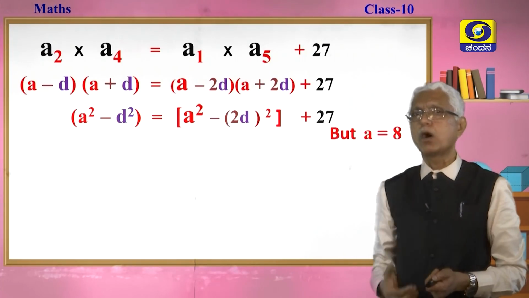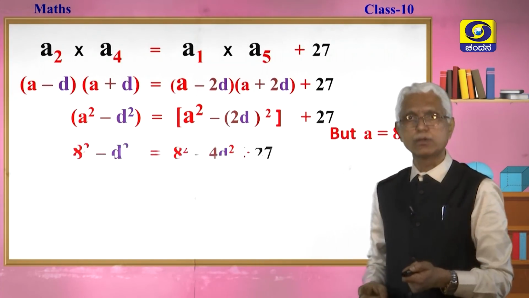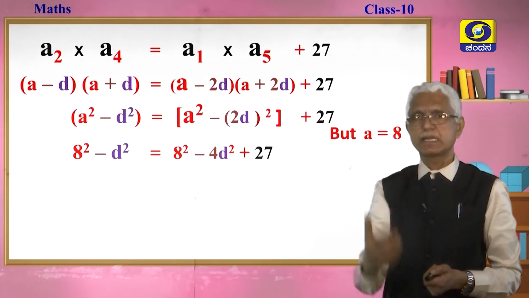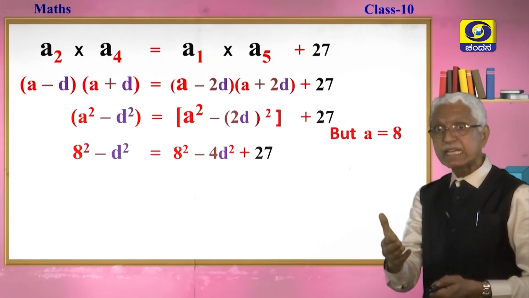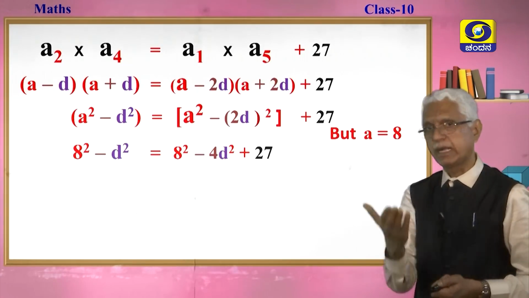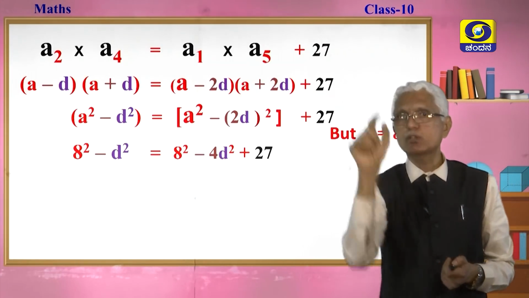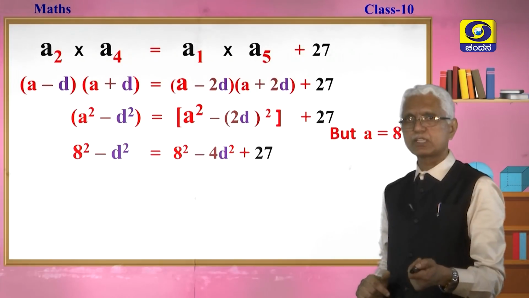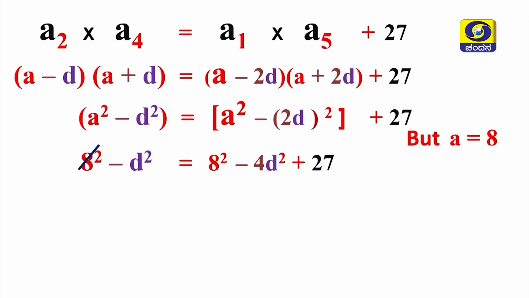Simplification. But you know already a is 8. You have already found out. Substitute: 8 square minus d square is equal to 8 square minus 4d square plus 27. Where did I get that 4d square? 2d whole square becomes 4d square. Okay, plus 27. Now, 8 square on the left hand side, 8 square on the right hand side gets cancelled. Bring minus 4d square to the left hand side, it becomes plus 4d square. Minus d square is already there on the left hand side. So, 4d square minus d square is equal to 27, correct?